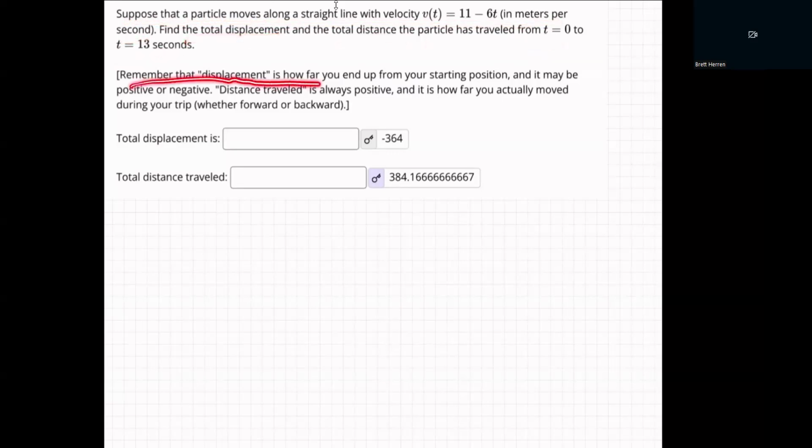Remember that displacement is how far you end up from your starting position and may be positive or negative. Distance traveled is always positive. It's how far you actually move during your trip, whether forward or backward. Okay, and they want both of those. So here's what we do. These are a little tricky.